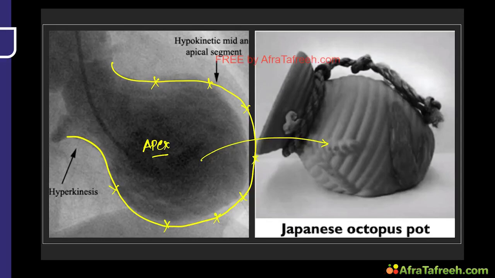So the names given to this cardiomyopathy are: Takotsubo cardiomyopathy based on morphological appearance, stress-induced cardiomyopathy based on etiology, apical ballooning syndrome depending upon which part of the heart is getting thinned out and ballooned out, and broken heart syndrome because it has a higher tendency of rupture.